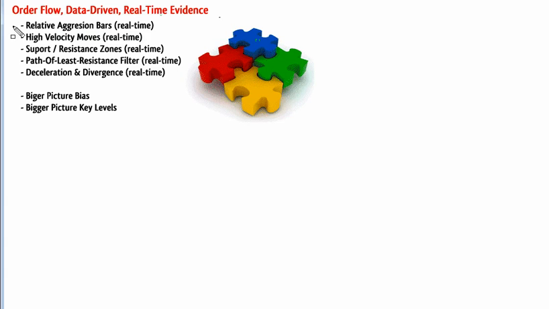So we also have an indicator we call the high velocity moves. It's very similar to relative aggression bars, but it's kind of a redundancy, like an airplane has, with 3 ways of overcoming a safety hazard. It's the same idea here. It's a redundancy.